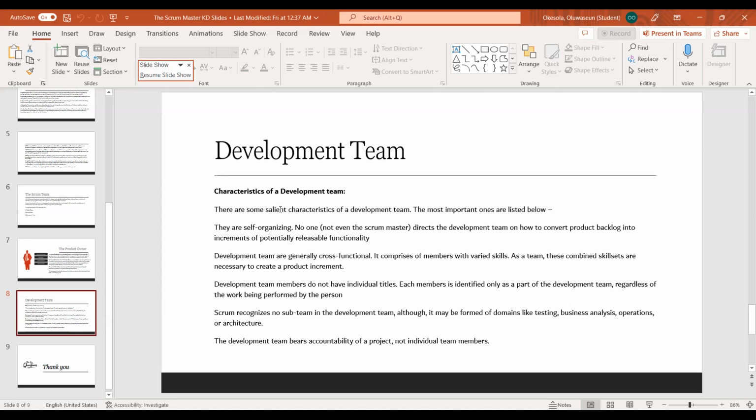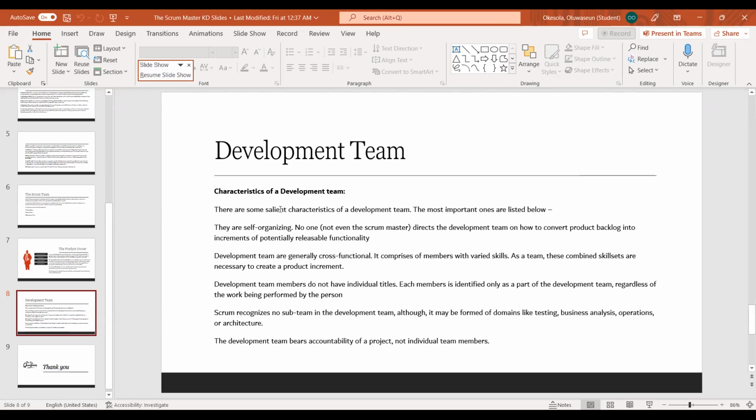So nobody functions in isolation outside the team and says, no, I am a tester, I'm not part of the development team. Whatever it is that you are doing, you are part of the development team. So it says development team members do not have individual titles. We just talked about that. Each member is identified only as a part of the development team, regardless of the work being performed by the person. So Scrum recognizes no sub-team in the development team.